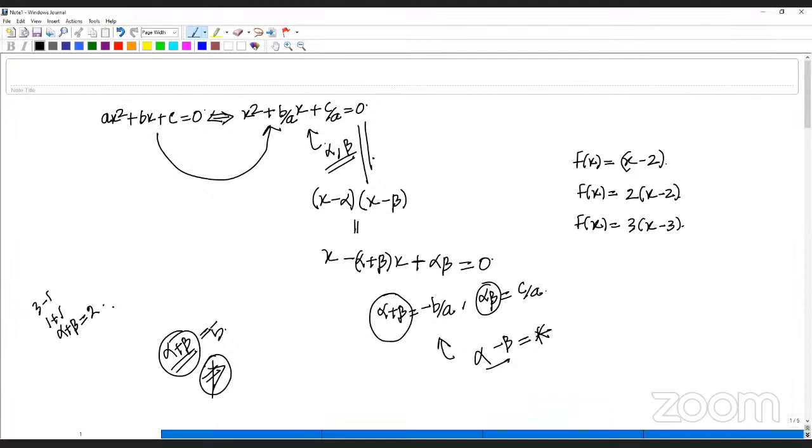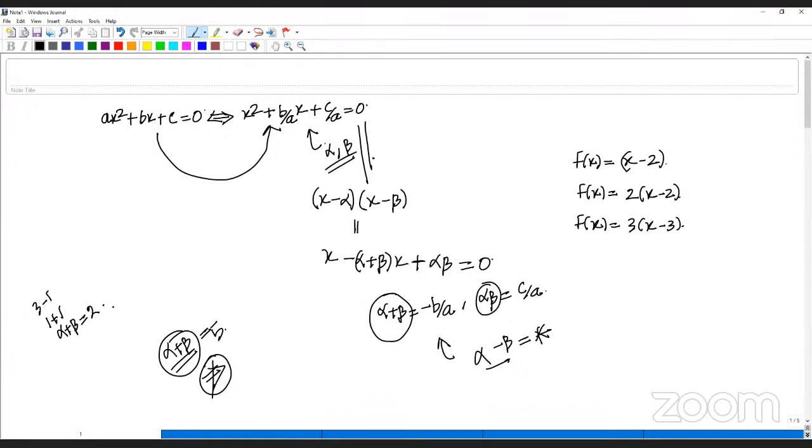Sir, I thought if alpha plus beta is in fraction form, it is 5/1, and since it is b by a, we can assume that b is 5 and a is 1, like that. No, that you can't do.